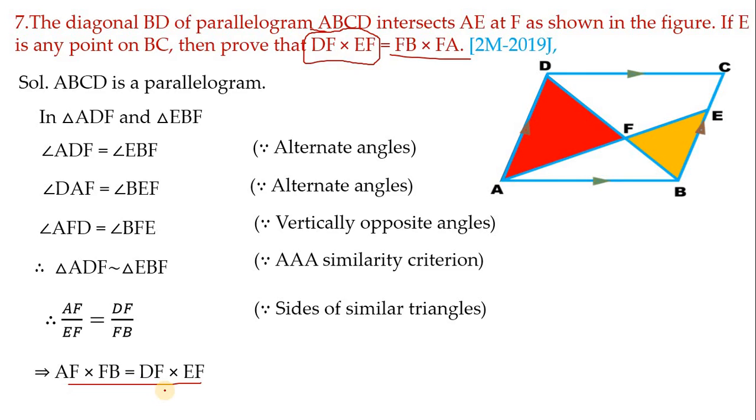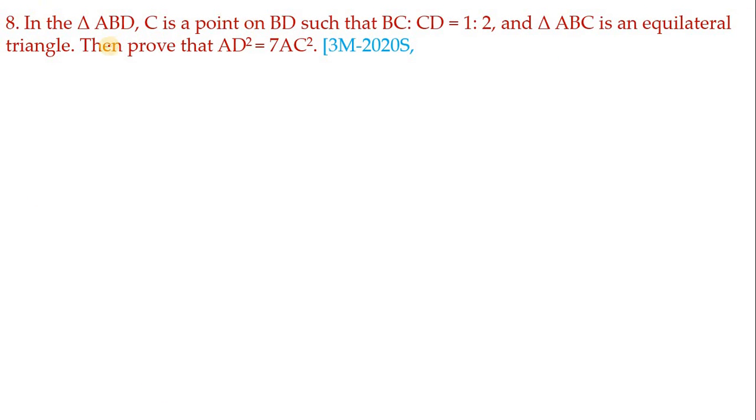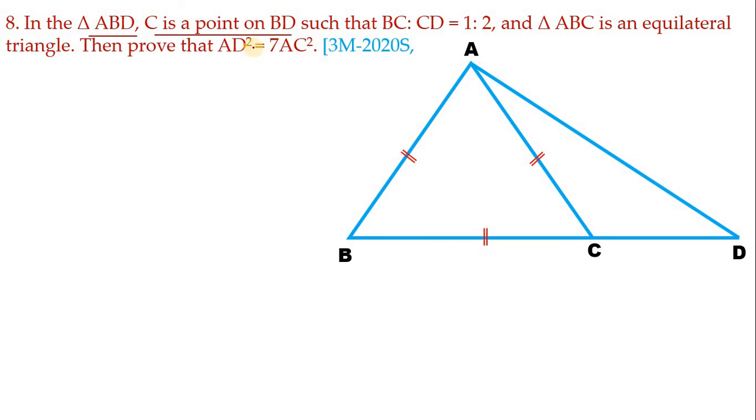Next, let us move on to another problem. Eighth problem. In the triangle ABD, C is a point on BD. Let me take a figure first. This is the given figure. Such that BC is to CD equals 1 is to 2, and triangle ABC is an equilateral triangle. Then prove that AD square is equal to 7AC square. A 3-mark problem asked in September 2020.